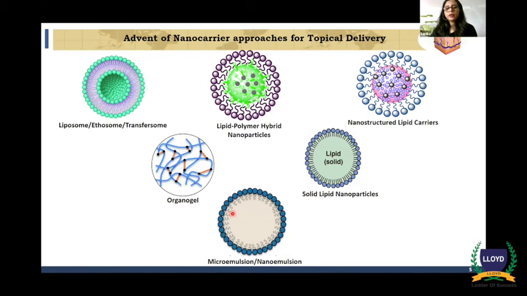Then we have the nanoparticulate carriers, specifically including the solid lipid as well as the nanostructured lipid carriers, which not only help in protecting the drug from degradation, but also provide an occlusive effect, which helps in providing hydration to the skin surface. And this hydration ultimately helps to permeate the drug molecule across the skin barriers. Then we have the organogel, microemulsion, nanoemulsion, and similarly a number of other formulations which can be used to deliver these active molecules across the skin layers.